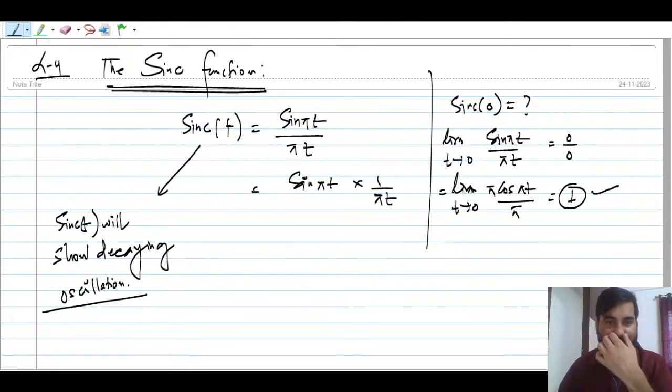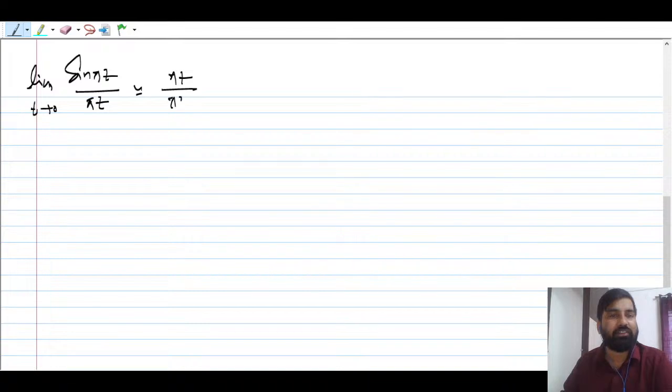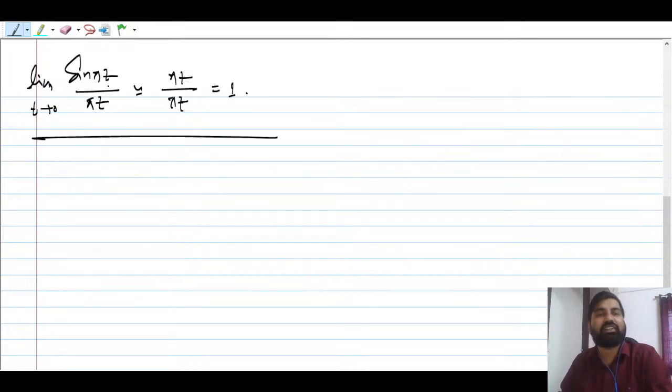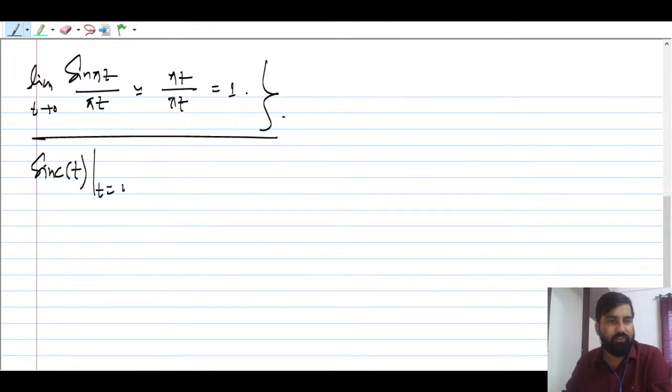You can also approximate this. This is one way of finding sinc of 0. There is another way: sine pi t by pi t, you can apply the limit here as well. It is approximated as pi t by pi t simply, and you will get 1, since sine theta is equal to theta. So this is how you can also find the value of sinc. Sinc of t at t equal to 0 is going to be 1. It is for sure.